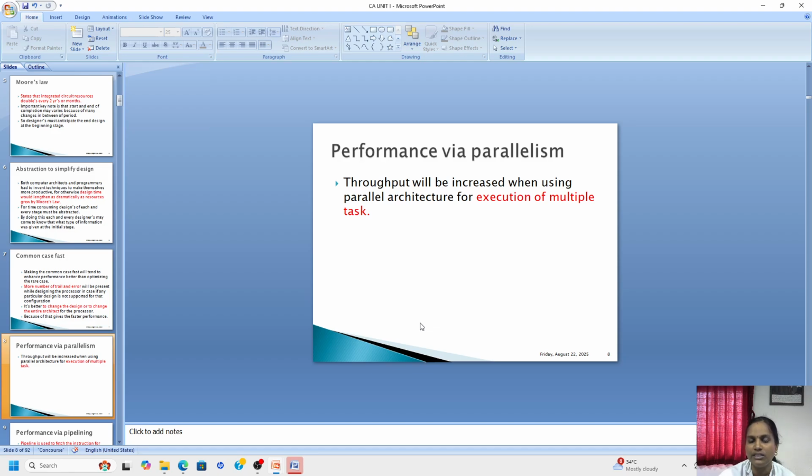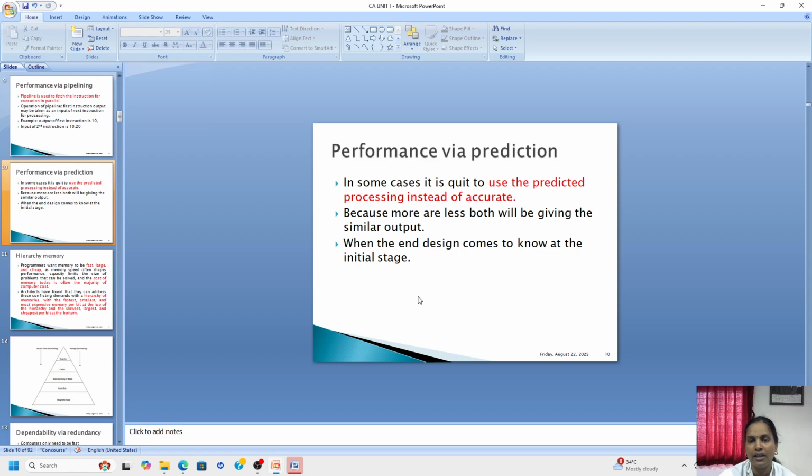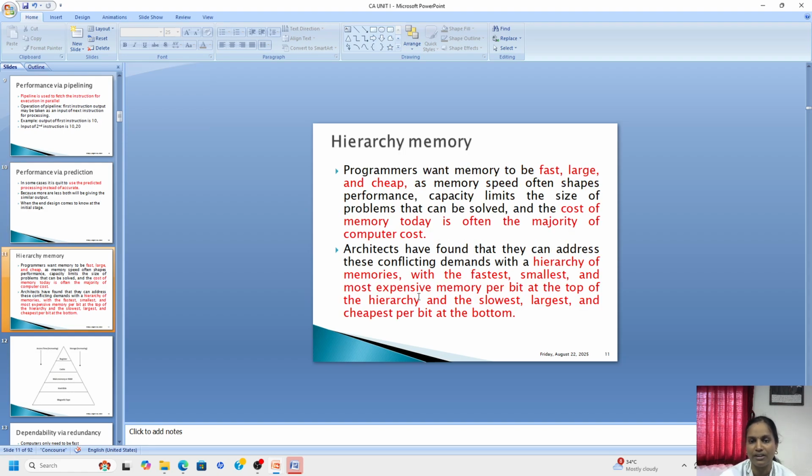Performance via parallelism. Throughput will be increased when using a parallel architecture for execution of multiple tasks. Performance via pipelining. Pipelining is used to fetch instructions for execution in parallel. In pipelining, the output of the first instruction may be taken as an input of the next instruction for processing. Performance via prediction. In some cases, it is required to use predicted processing instead of accurate processing.